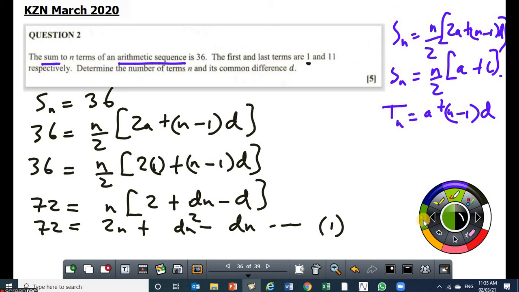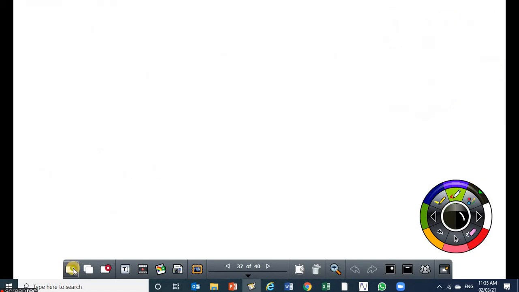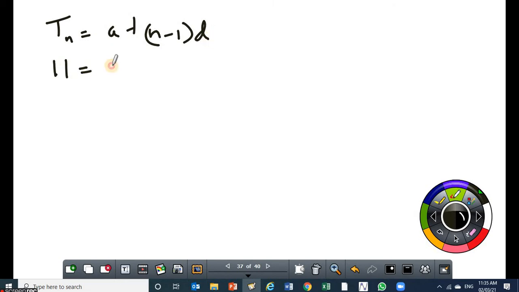The general term to create the second equation. Okay? So if I use my general term, let me go to the next page. If I use my general term, remember the general term is Tn equal to A plus n minus 1 times D. The last term is 11. The first term is 1. That's n minus 1 times D.